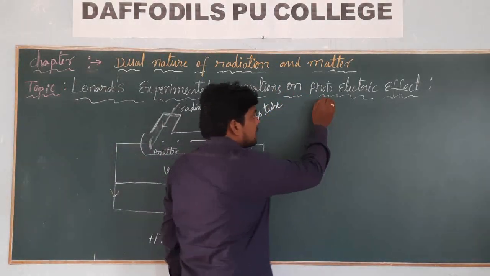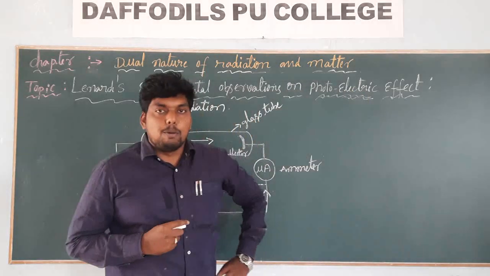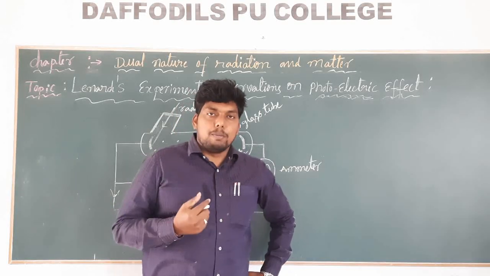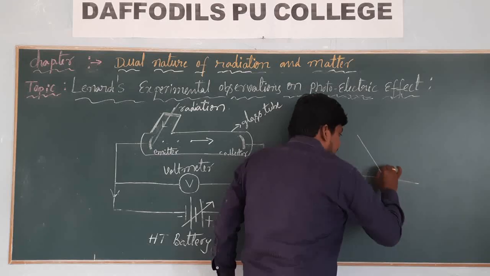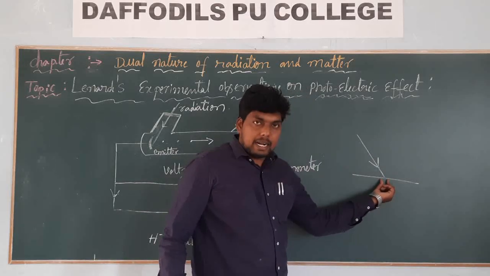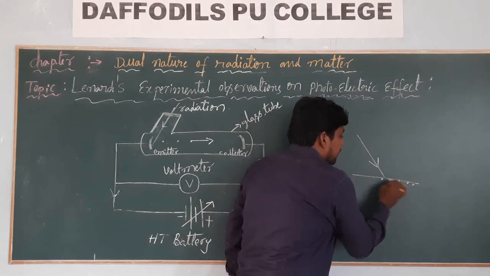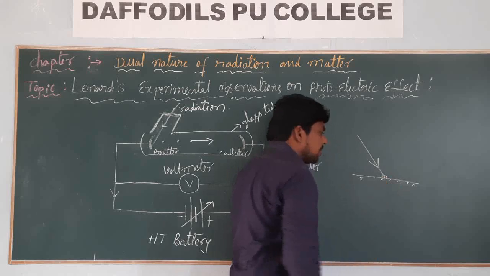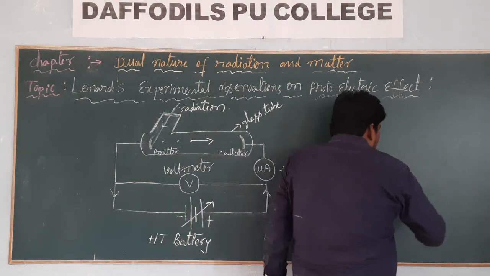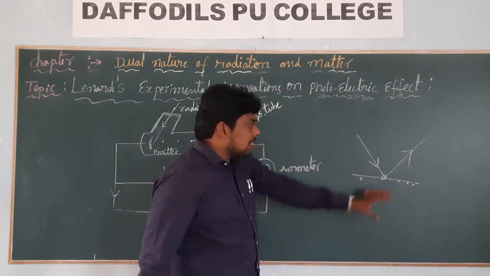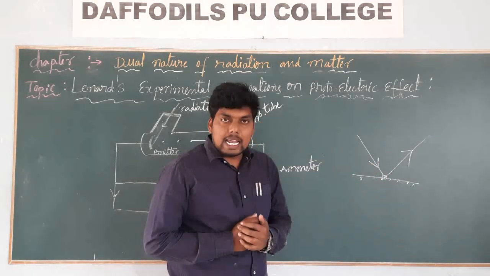Once again, recollect this. What is the photoelectric effect? The photoelectric effect is the phenomenon that you can observe when radiation falls on a metal surface. The free electrons present at the metal surface absorb the energy from the radiation and come out of the metal surface. This entire phenomenon is nothing but the photoelectric effect.